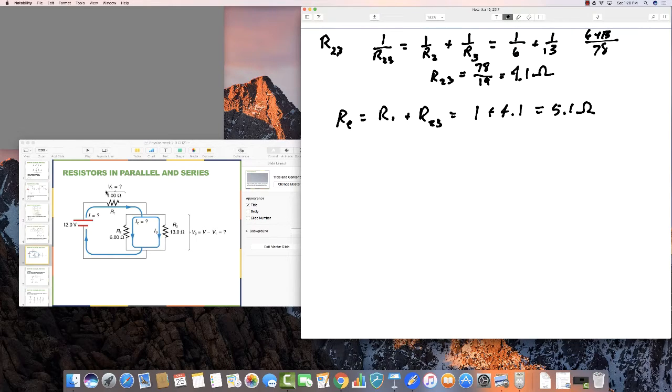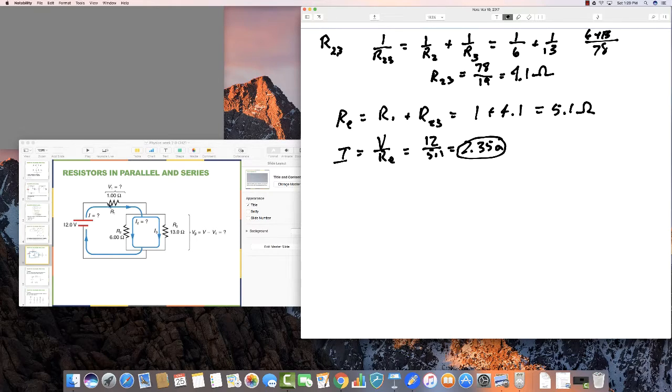Now the reason I did that is if you find this equivalent, you can find this I, because the total current has to equal the total voltage divided by the equivalent resistance, which is going to be 12 divided by 5.1, which is equal to 2.35 amps. So the total current, I, which was one of our questions here, is equal to 2.35 amps.